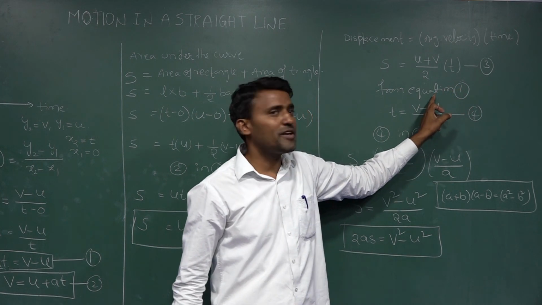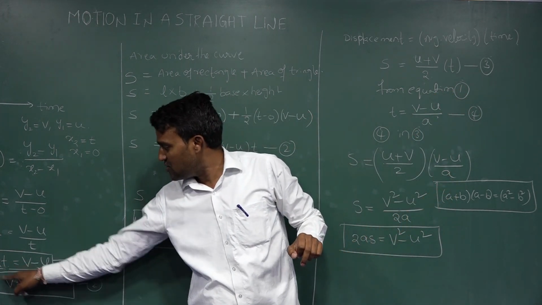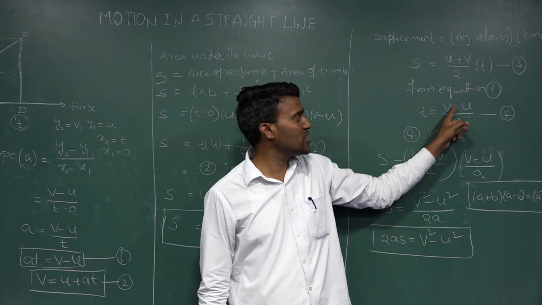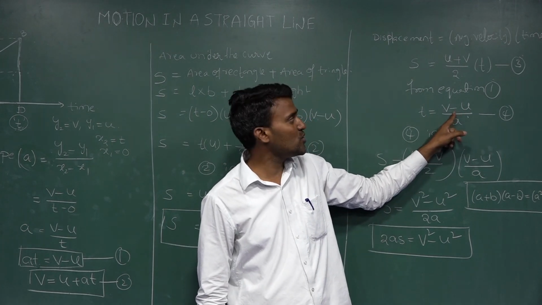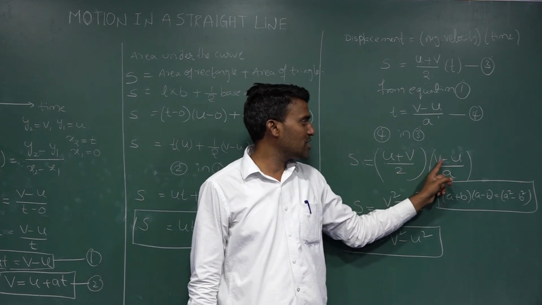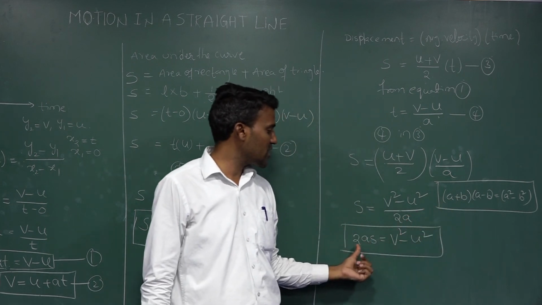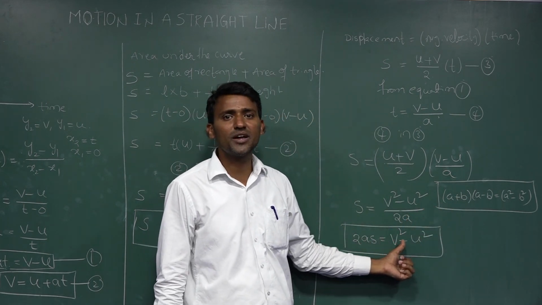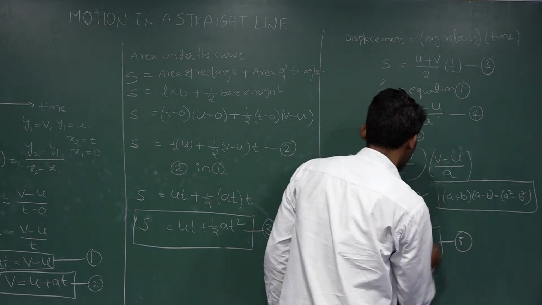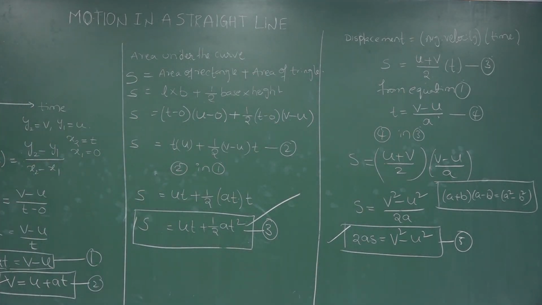This time, from equation 1, v minus u equals at, taking the right-hand side, t equals v minus u divided by a. So if we substitute equation 4 in equation 3, we get u plus v divided by 2 times v minus u divided by a. Finally we can get 2as is equal to v square minus u square, that is equation number 5. So these are the 3 equations we proved by using the graphical representation.